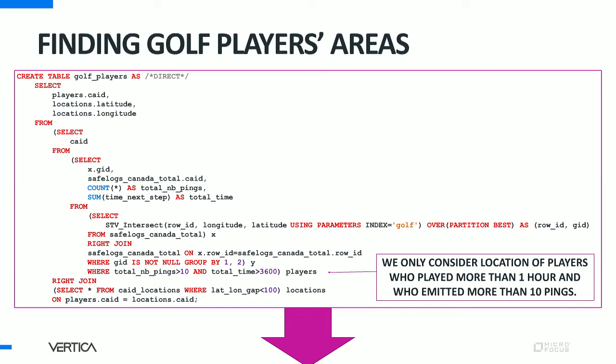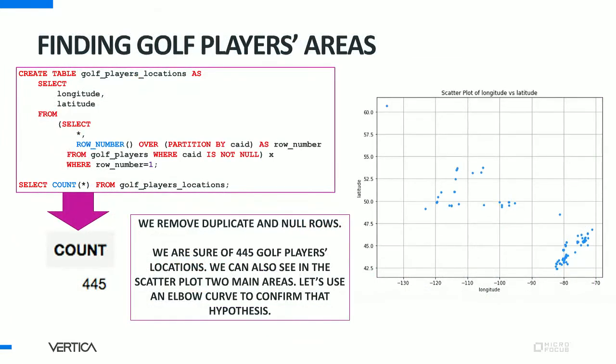Really easy. We can then remove the duplicate and null rows, and we are mainly sure of 445 golf players' locations. And I don't think that everyone in Canada is playing golf, so just this number of golf players is well enough for our study. You can see in the scatter plot on the right side all the golf players' locations. You can also see two main clusters, so why not use an elbow curve to determine the suitable number of clusters?